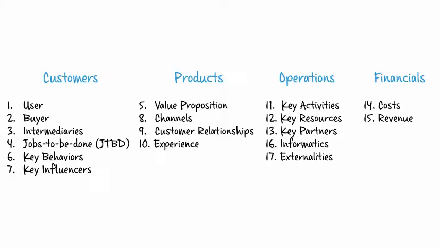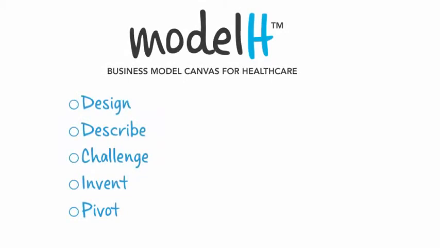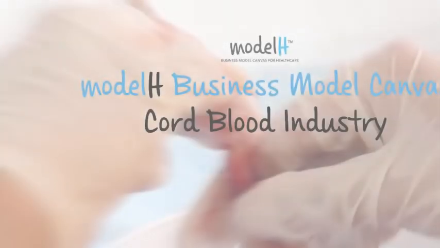As a strategic management tool, Model H can be used to design, describe, challenge, invent, and pivot your healthcare business model. In this video, we will use the Model H canvas to describe the cord blood retrieval and storage industry.